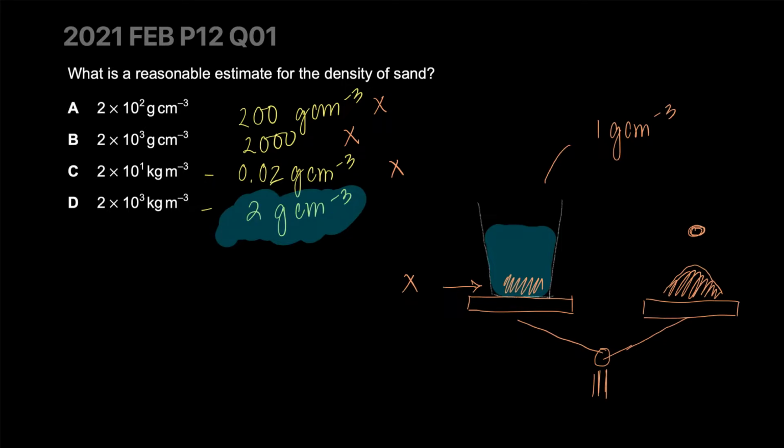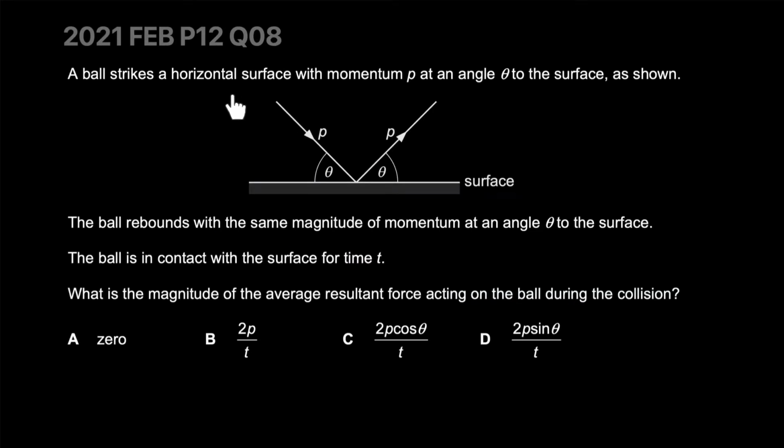That's my answer. A ball strikes a horizontal surface at a momentum p at an angle of theta to the surface, as shown. The ball rebounds. So it comes over here, hits it, rebounds. So there's a change in momentum. It's in contact with the surface for time t. During that time, it's undergoing a change of momentum. What is the magnitude of the average resultant force? The average resultant force, or just the force experienced by the ball, is F.